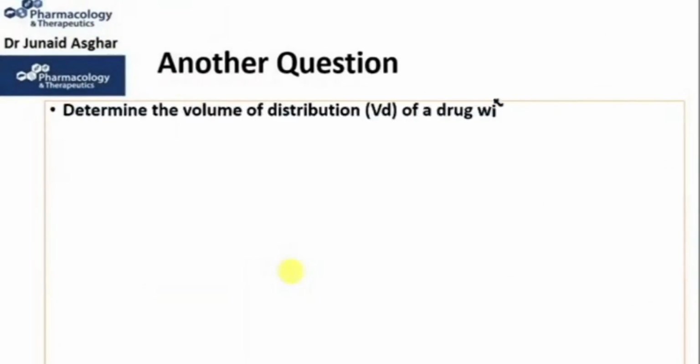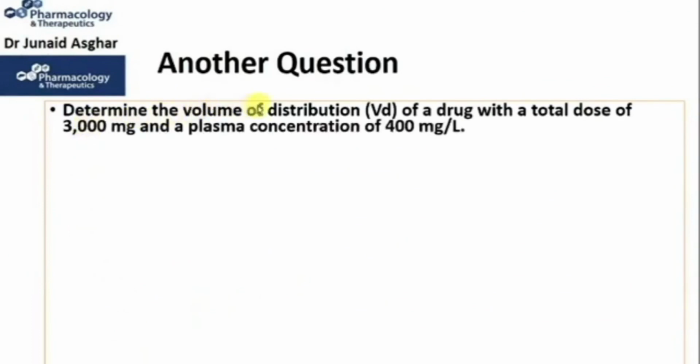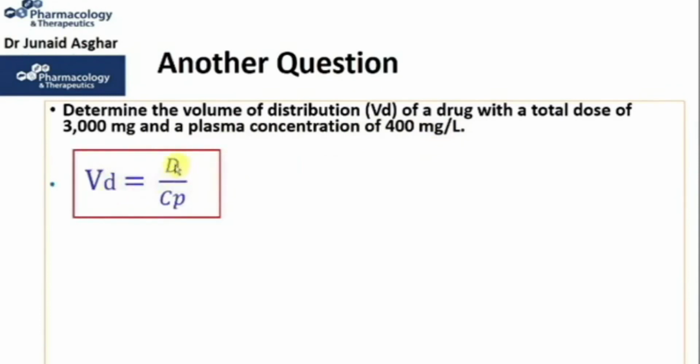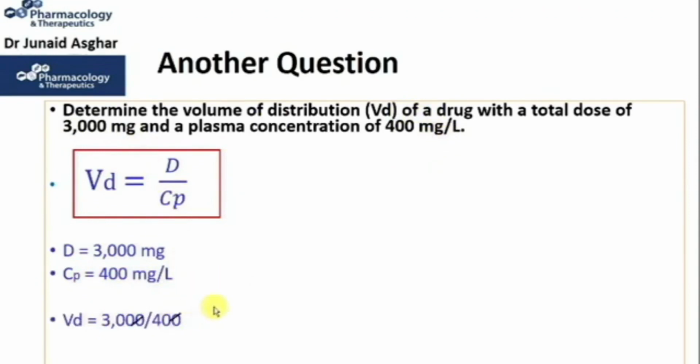So let's solve another question. Here the statement is, determine the volume of distribution, or VD, of a drug with a total dose of 3000 mg and a plasma concentration of 400 mg per liter. So this is quite straightforward. We have the formula, VD is equal to dose over plasma concentration. The D here is 3000 mg, Cp is 400 milligram per liter. So let's put the values. This will cancel out, and the VD in this case is 7.5 liters.